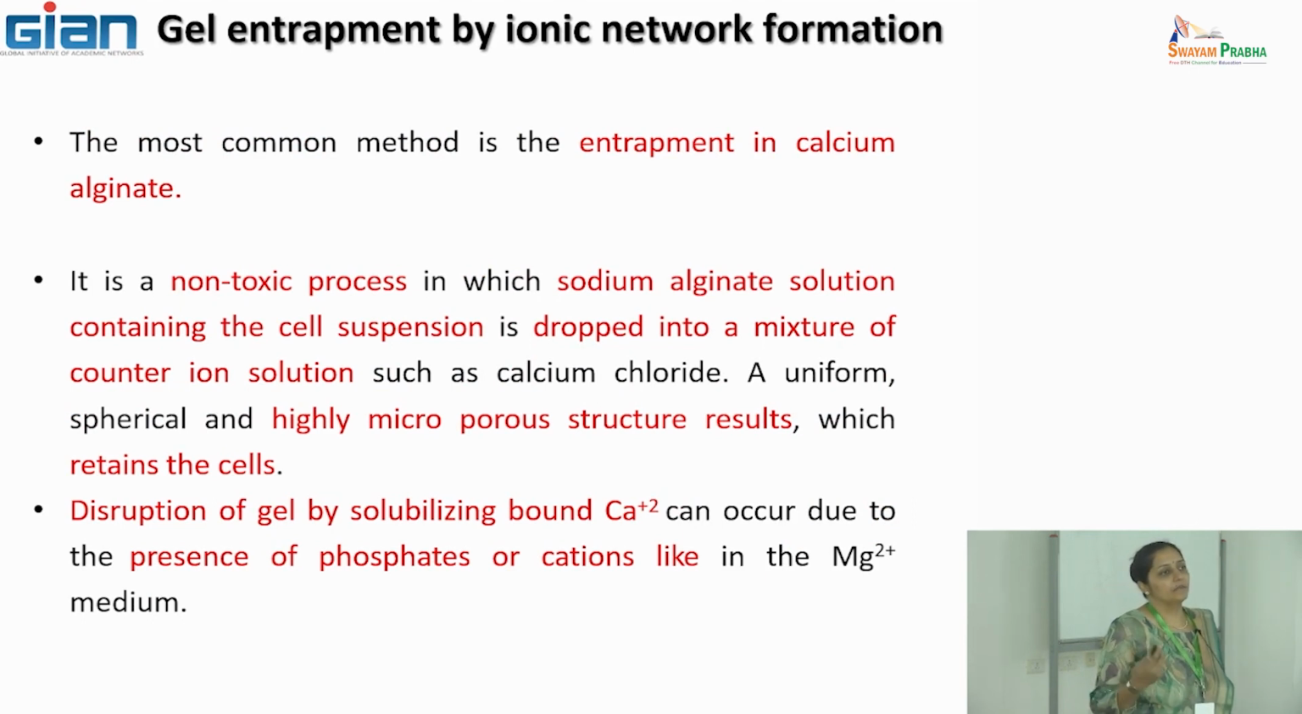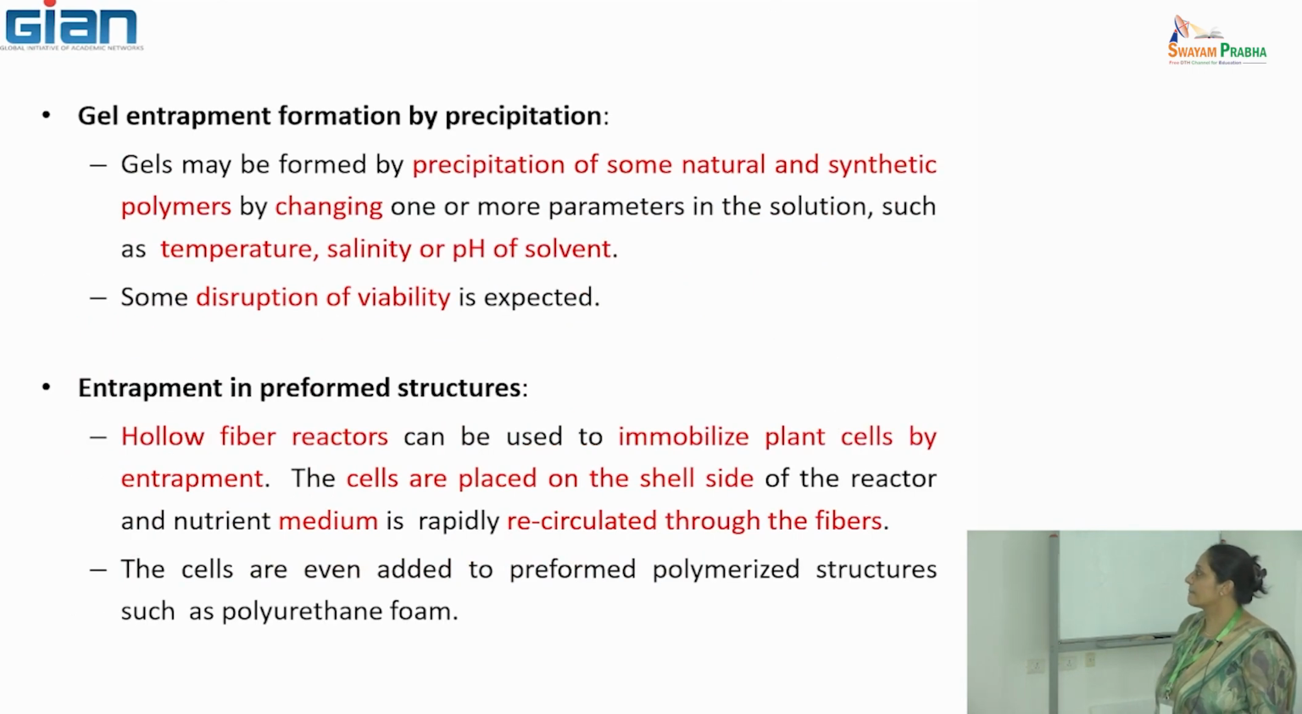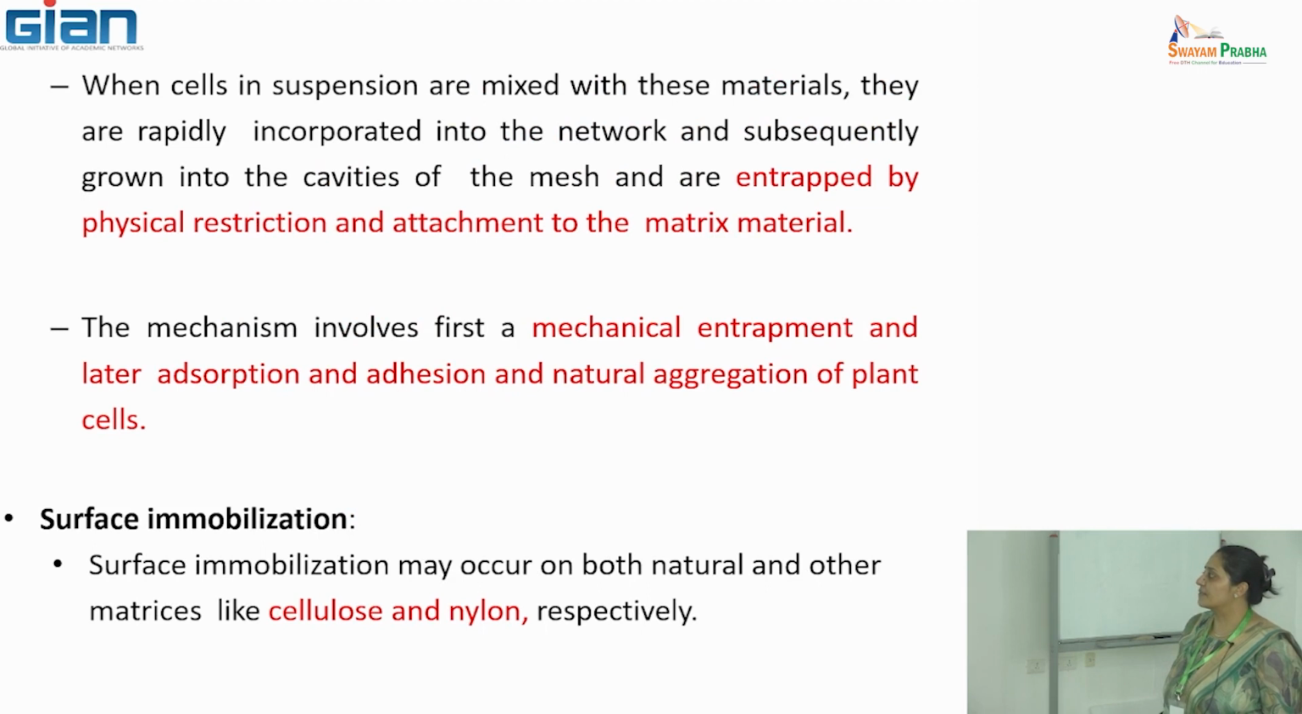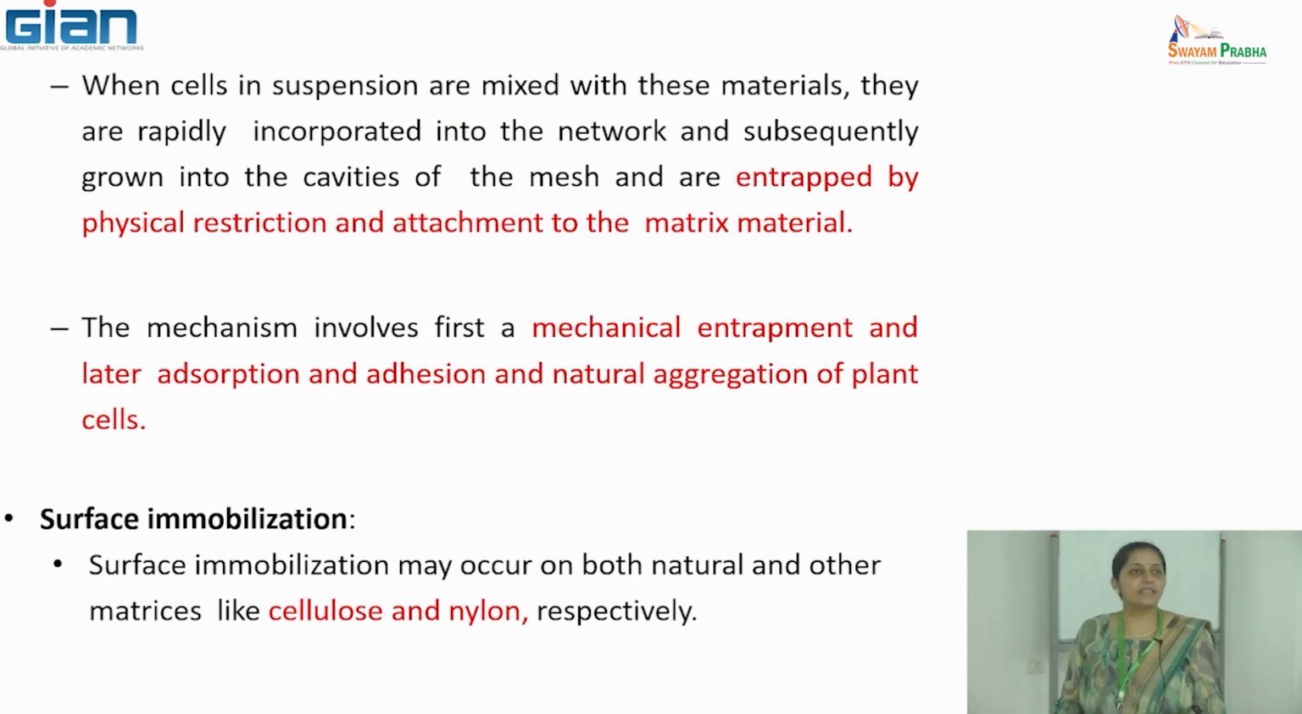Possibly you can go through yourself how gel entrapment is done, because these techniques are common to microbial fermentations or enzyme immobilizations. All those techniques which are used for immobilizing microbial cells can also be used for plant cells. Now, coming to the reactors which can be used for immobilized cells, and how they are different from stirred tank reactors. They are generally packed columns.